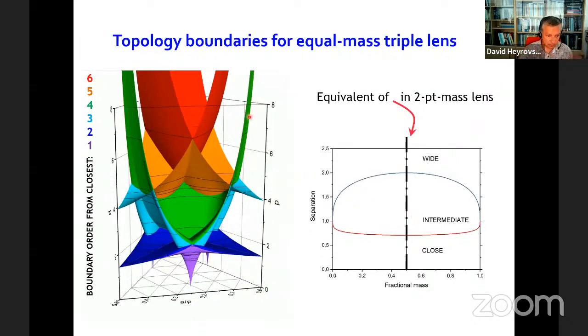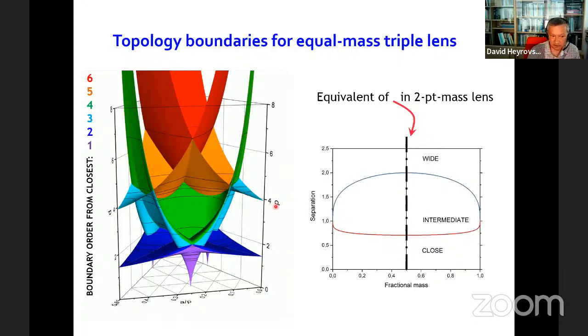Just to put you back in perspective, if you want to say what is the equivalent in the 2-point mass lens, that's equal to finding the regimes along this line. So this is the equal mass 2-point mass lens. Here we had just 2 different boundaries and 3 simple regimes. Here you have this whole complicated thing. So now what is left to do is you do this for all different mass combinations.